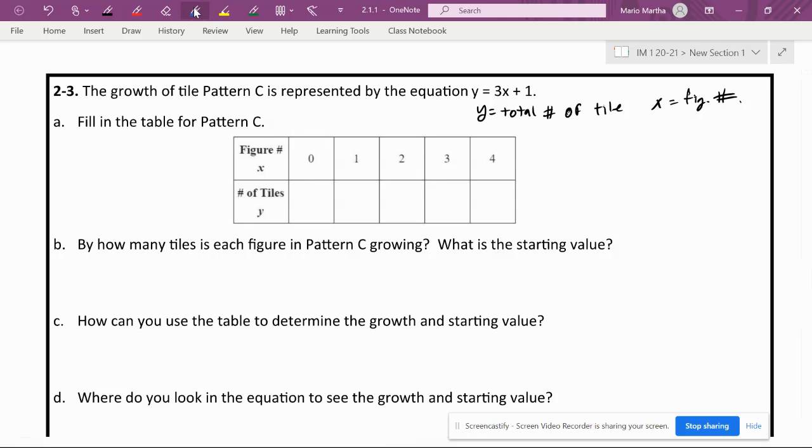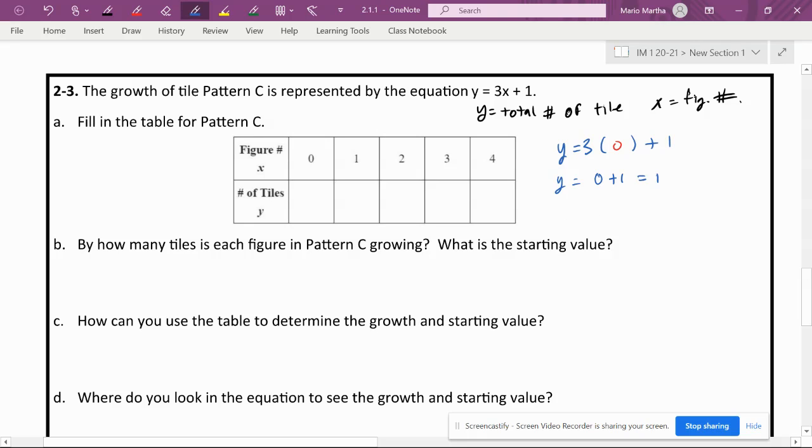So again, like you guys have done before, you can always do it like you did in the previous chapter where you can substitute the values, right? So y equals 3 times and then something plus 1, right? So here, figure 0, if we substitute a 0 for x, and then we simplify, we're going to find that y equals 3 times 0 is 0 plus 1 equals 1.